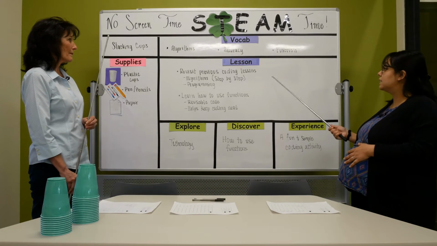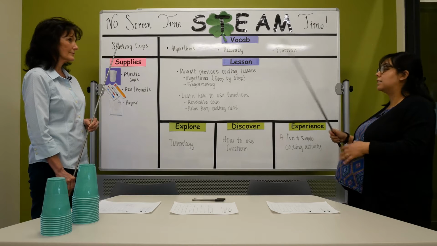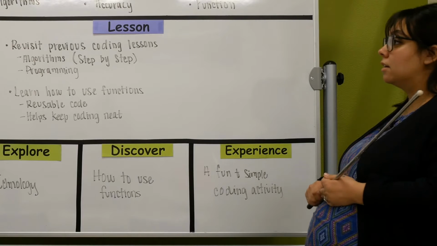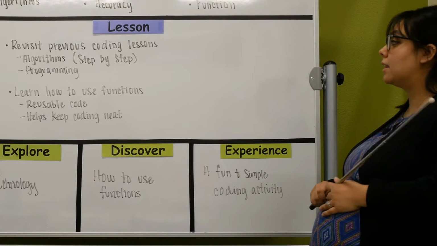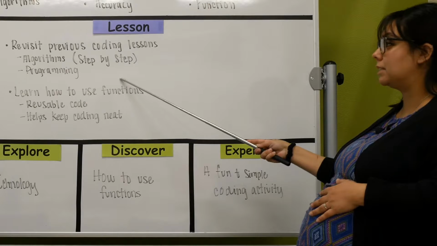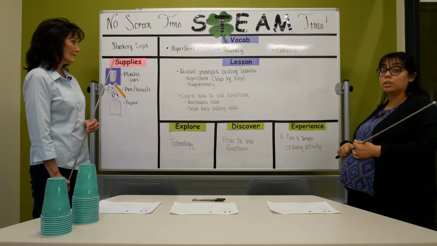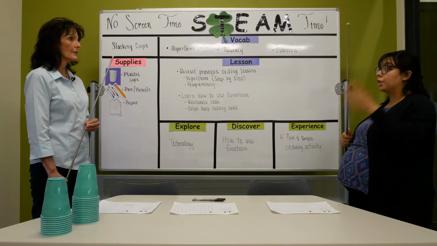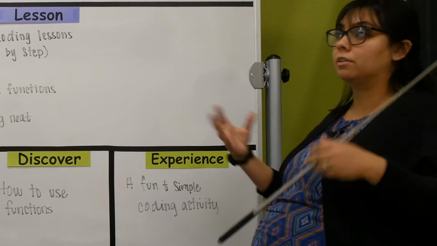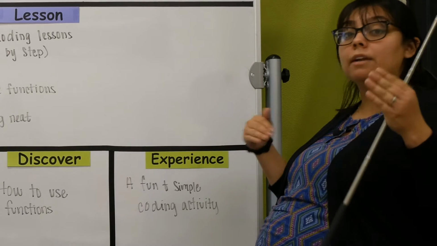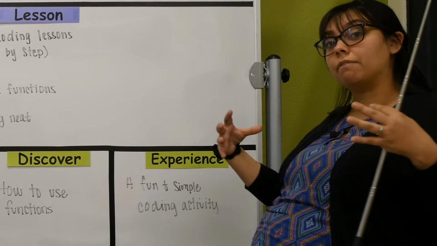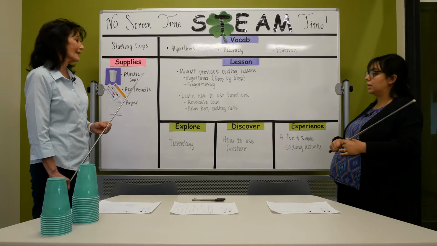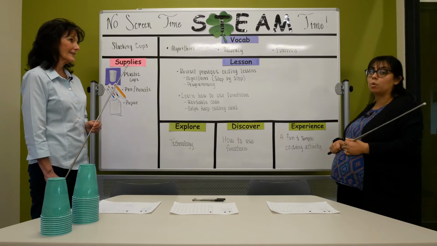All right, and then for today's lesson, we are going to revisit some previous coding lessons. As you know, we've done algorithms before. It's the step-by-step process that computers use to follow code. And so we'll be practicing our programming skills. We're also going to learn how to use functions, which is, like we said earlier, a block of code that you can reuse throughout your coding to make it a little bit easier. If you have one single set of code that you know you're going to use later on, you can just make a function and then use the function instead of rewriting that whole code each time. So it helps keep everything neat and makes it more organized.